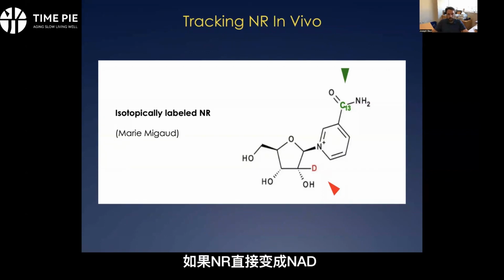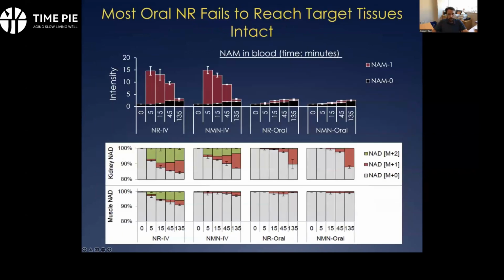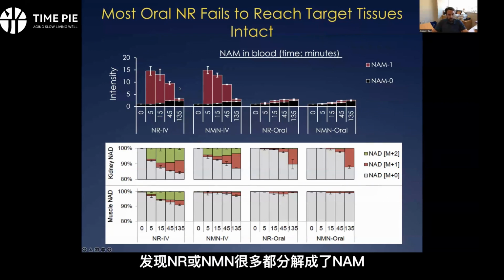And if this goes straight into NAD, we'll get mass plus 2. If it breaks down, we'll get mass plus 1. And so when we do this, we have delivered NR or NMN either intravenously or orally, and then done a time course looking at first nicotinamide in the blood. So you can see a lot of it breaks down to nicotinamide, but you get a lot more if it was given intravenously than if it was given orally with either molecule.